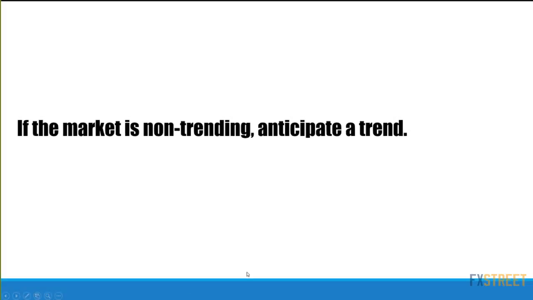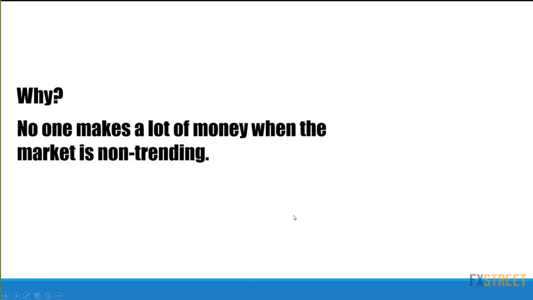So why do markets go from non-trending to trending? Another simplistic reason, or statement that I can make, is that no one makes a lot of money when the market is non-trending. Yeah, the market moves up and down, but you're going to get on the wrong side of one of these choppy moves, perhaps, and you're going to give some back.